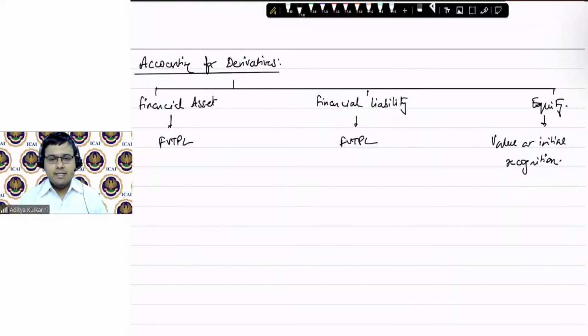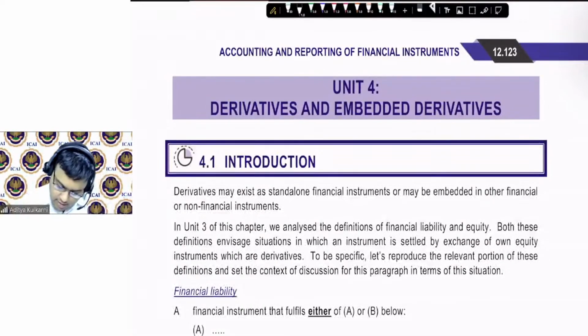So let us understand the accounting with the help of an example. I will do an example that is largely going to be one of the most important examples on derivative accounting. Once that is done, I think you will be in a position to understand and appreciate whatever we have discussed. Question, illustration 8. Let us start.